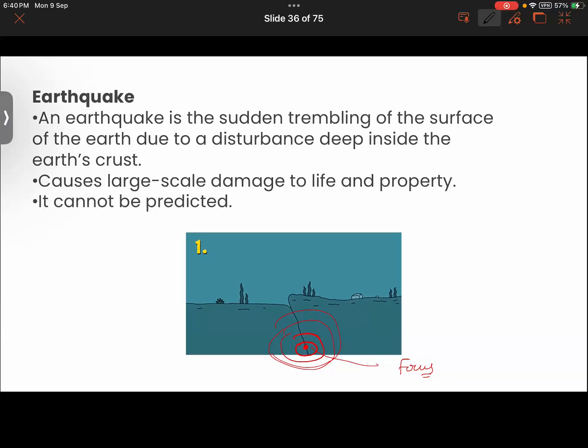So in the case of an earthquake, as we were learning, it is basically the trembling of the earth, sudden shaking of the earth because of some activities going on inside the surface of the earth. Also, it's very unlikely to predict an earthquake accurately. Meteorologists can predict thunderstorms and cyclones, but it is difficult to predict earthquakes. Getting it now?